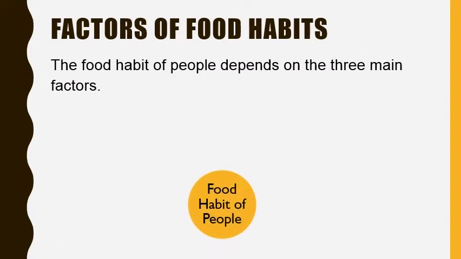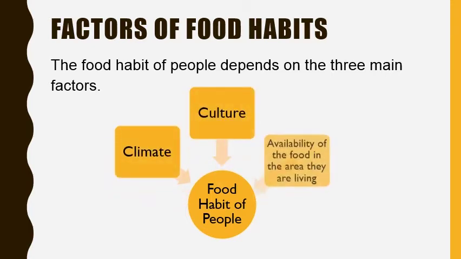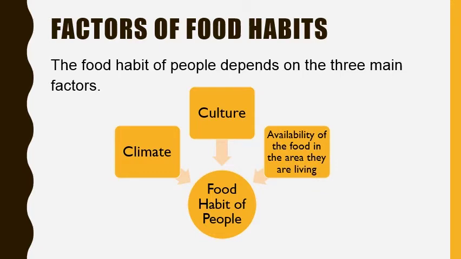Factors of food habit. Food habit of people depends on three main factors: climate, culture, and availability of the food in the area they are living. For climate, people living in an area where there is heavy rainfall mainly eat rice as they get sufficient water to irrigate this crop. Culture influences the food habit of people, as in many cases there is a restriction on the use of onion, garlic, non-veg in the food items. This is their culture.